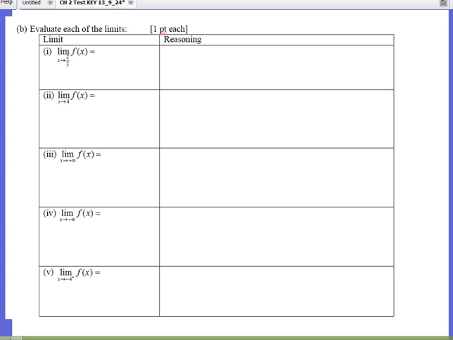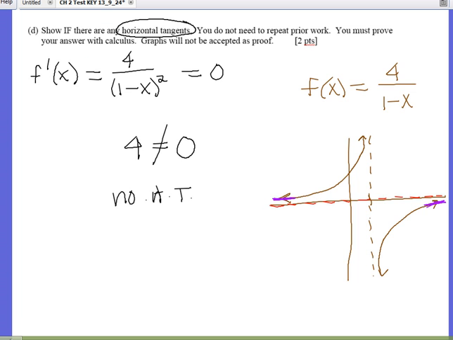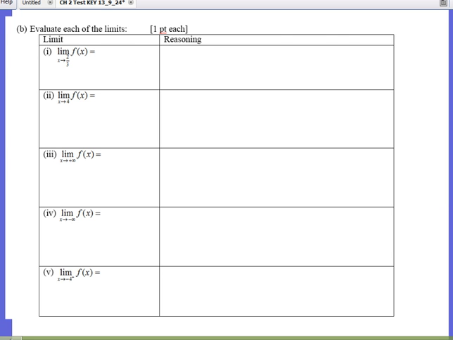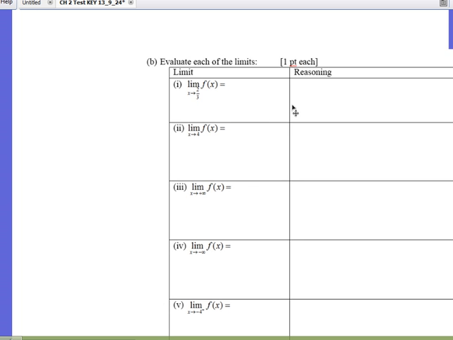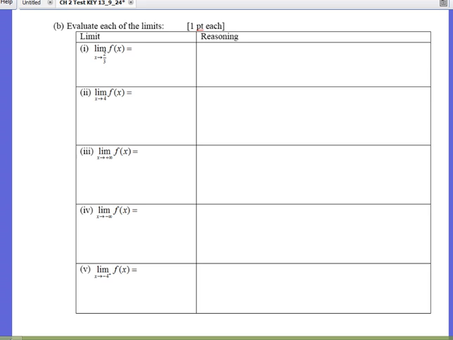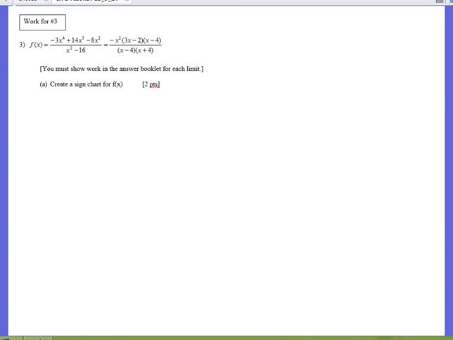Alright. Letter B says evaluate each of the limits. So, I believe somehow I'm missing a question, it looks like. Oh, I remember why. I think it's hiding back there. Hold on one second, guys. Alright, sorry. I realized I was missing this question.